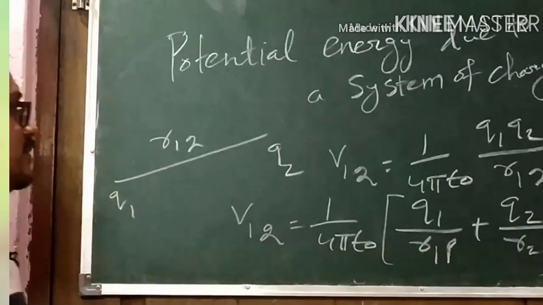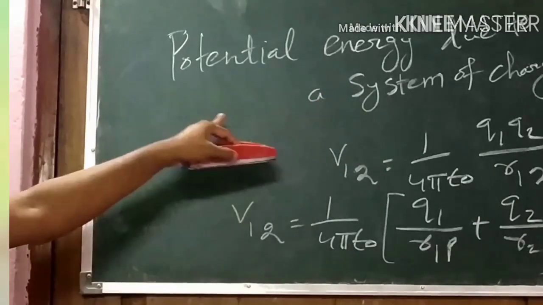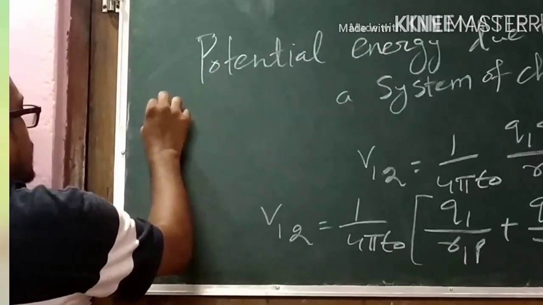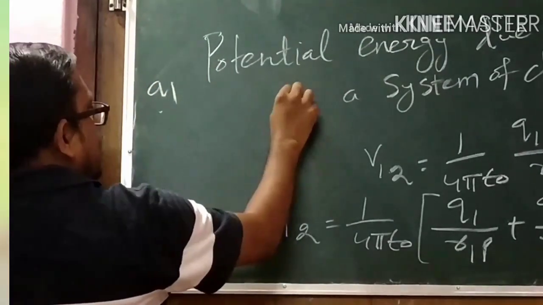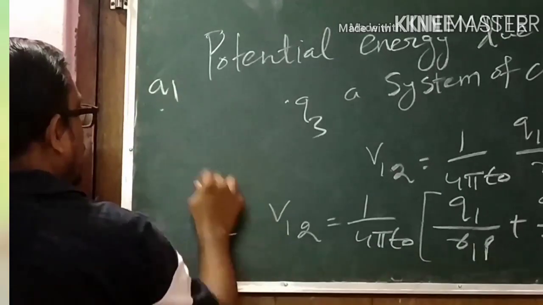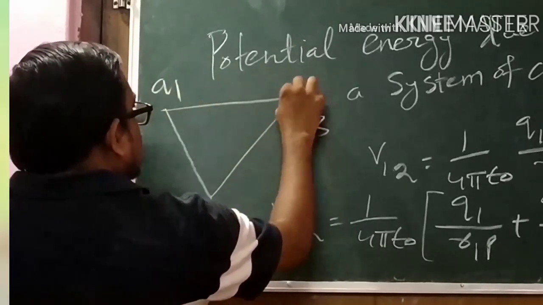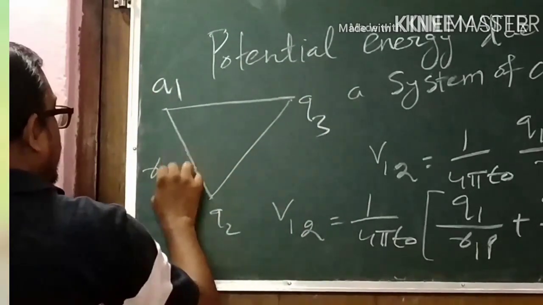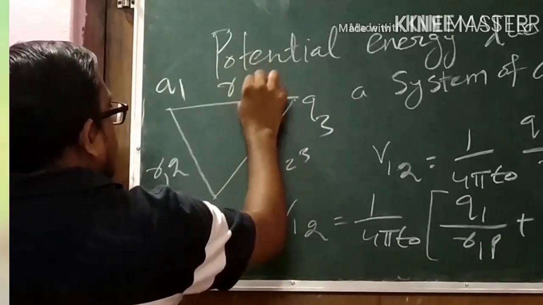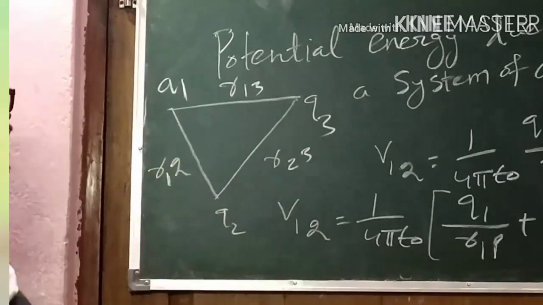Now let us consider another charge. As this is a system of charges, we cannot include only two charges, but we have to take more than two. Now suppose this is Q1, this is Q3, and this is Q2. So this is R12, this is R23, and this is R13. The position vectors are R12, R13, R23.